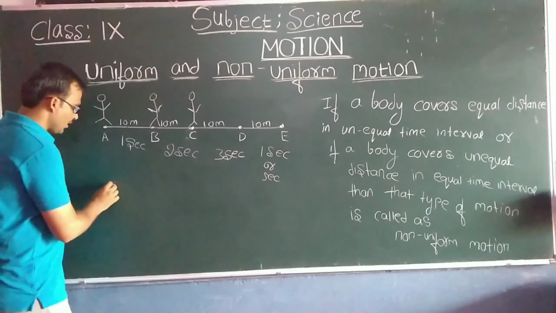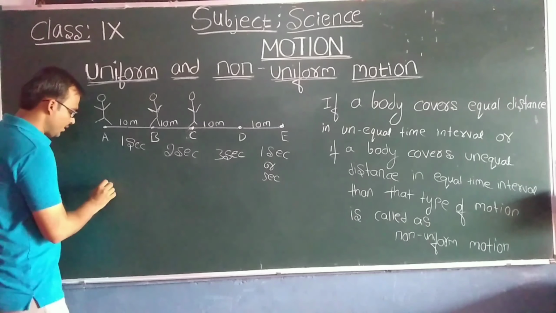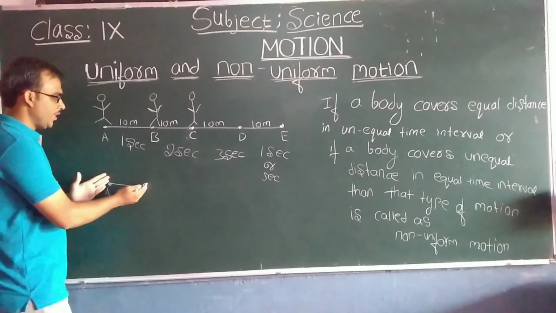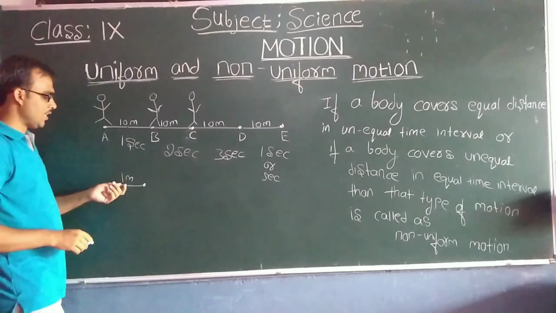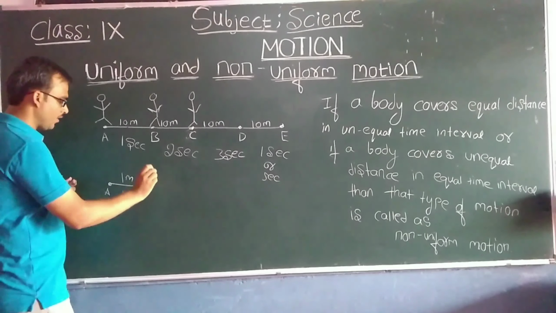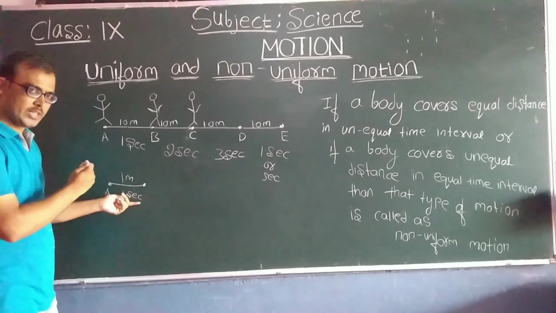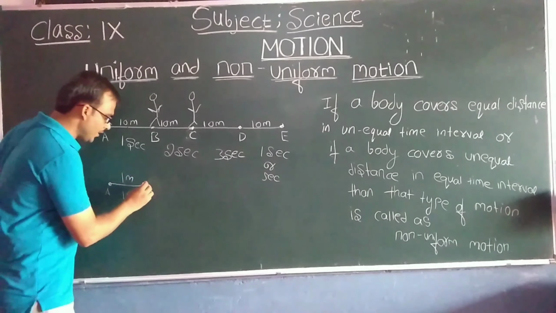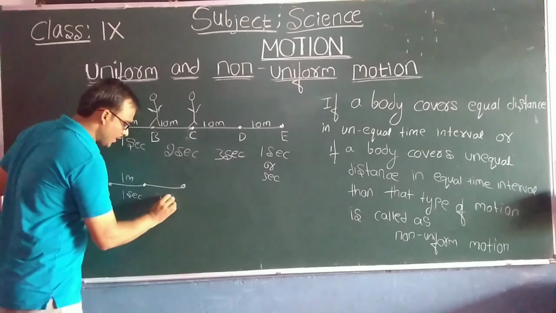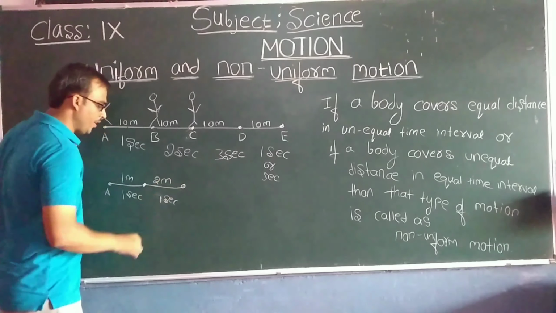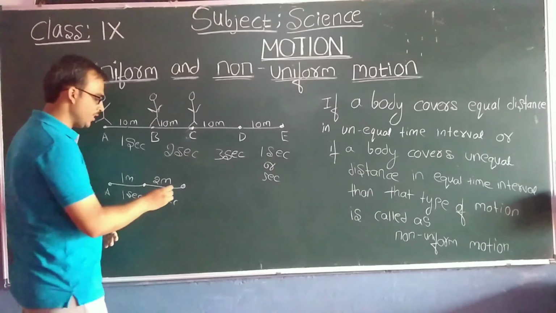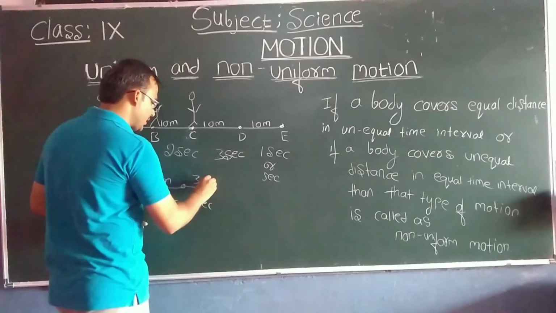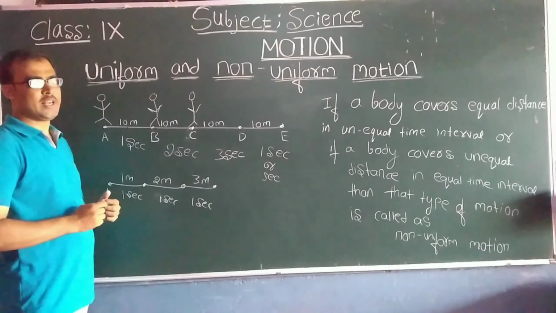Okay, so look here. Imagine there's a point A. If he covers 1 meter distance, to cover 1 meter he takes 1 second. This is a second situation. In 1 second, he is covering 1 meter distance. Again in the next 1 second, he is covering 2 meter distance. Again in the next 1 second, he is covering 3 meter distance. So this kind of motion is also called non-uniform motion.